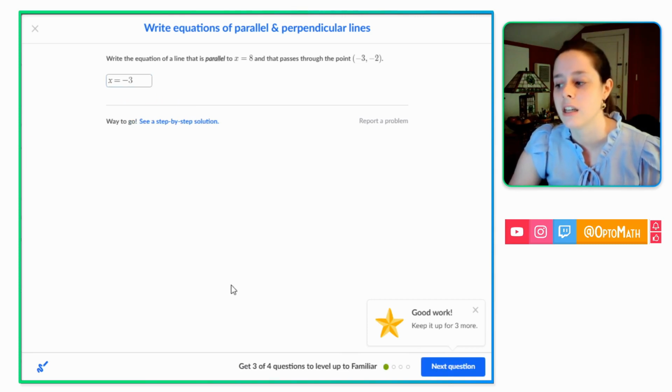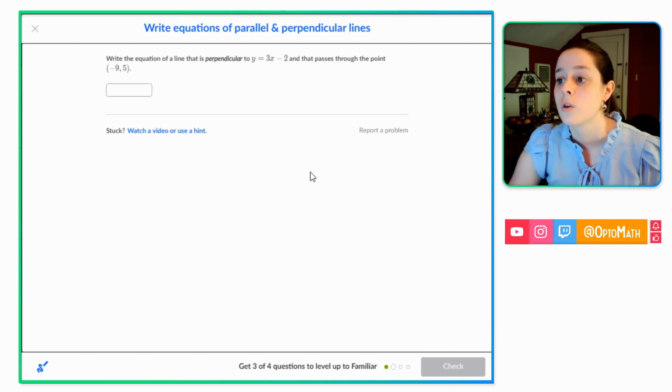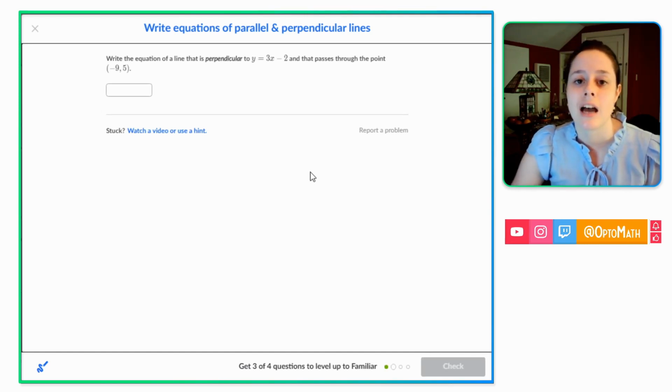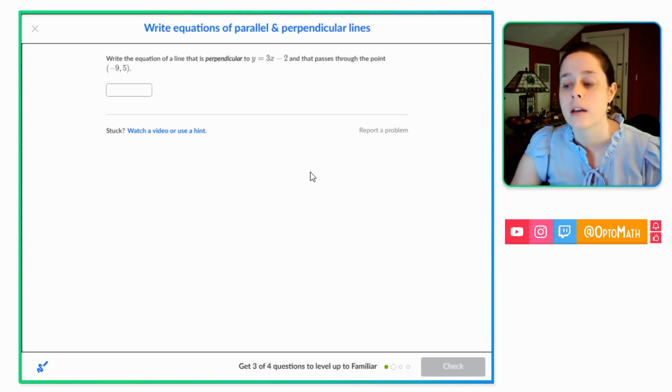That was kind of funky. Let's see if we get one that actually has a slope. Okay, we do. This one says write the equation of a line that is perpendicular to y equals 3x minus 2 and that passes through the point -9, 5. The first thing we want to do is rewrite the slope of the given line as a fraction, because we're going to need to find the opposite reciprocal of that slope to make it perpendicular to this line.